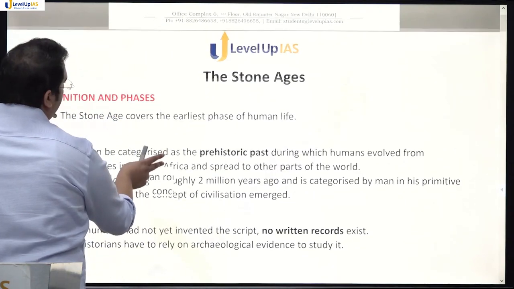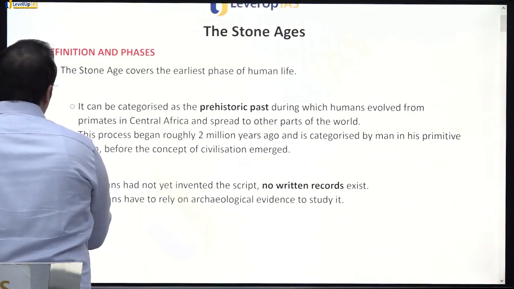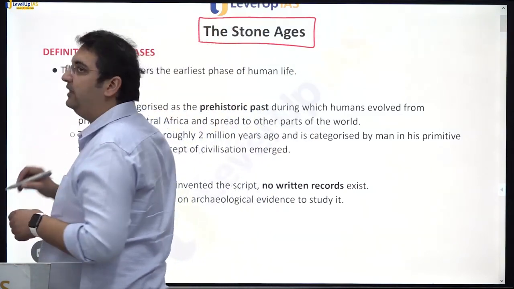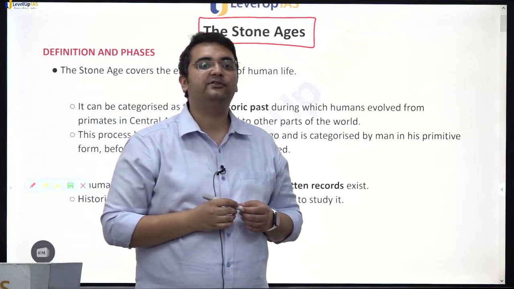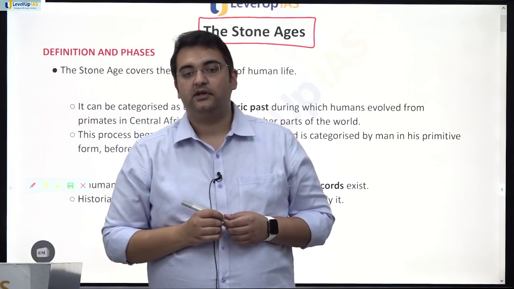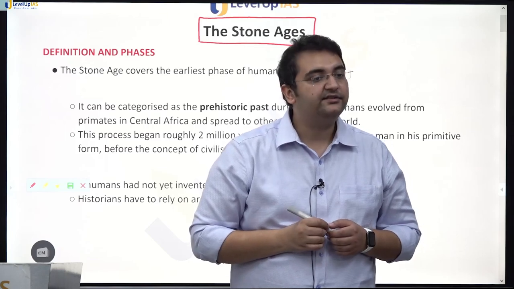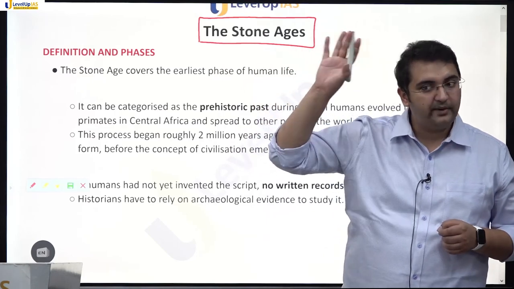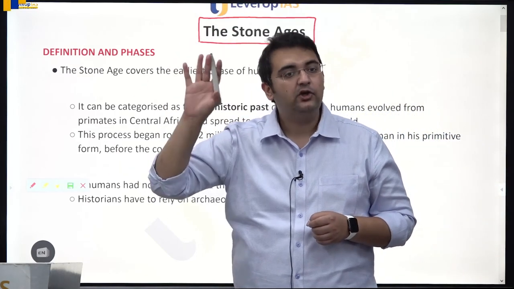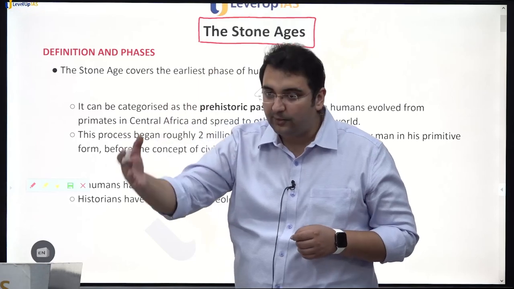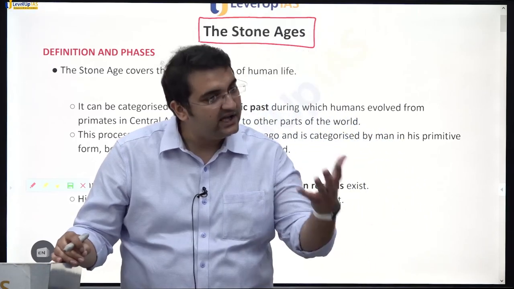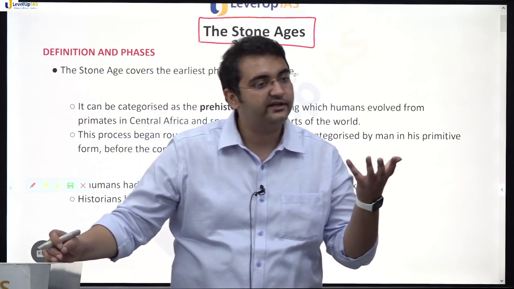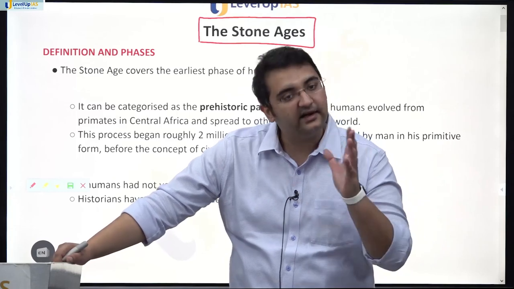Now, where are you going to put the Stone Ages? Are you going to characterize it as prehistory, protohistory, or historical phase? Kya hoga ye? Prehistory. Why? Because during this period, this was the very formative stage of human society. Human beings were still learning to communicate with each other. Even language had not appeared fully. And therefore, it would be unrealistic for us to expect them to have left behind written material.